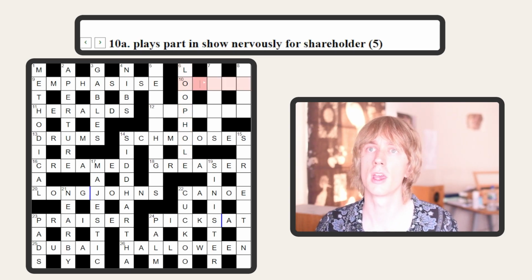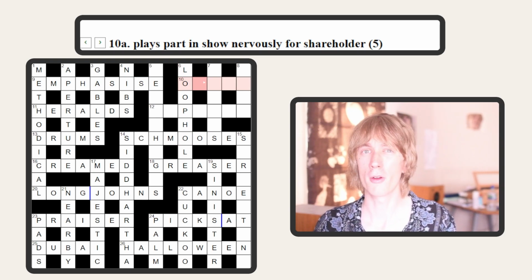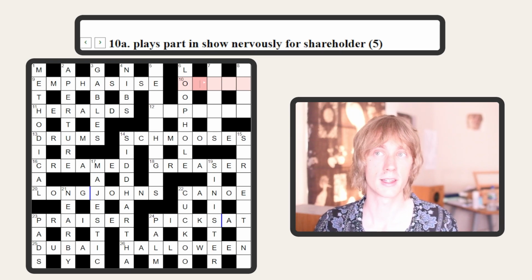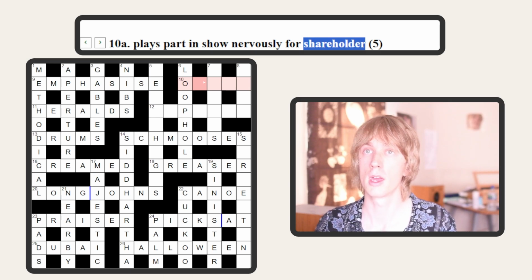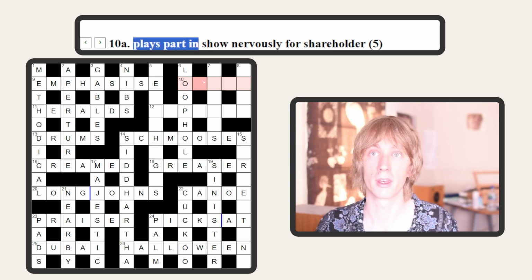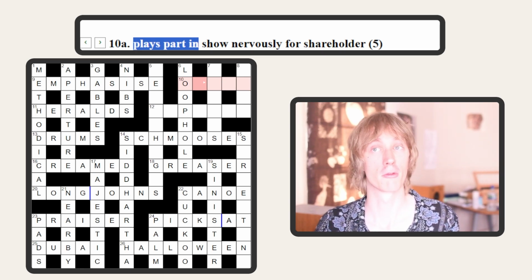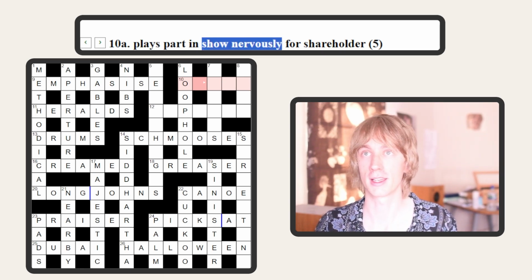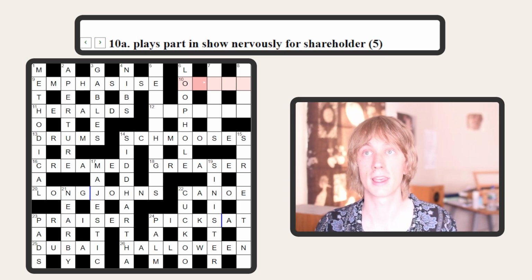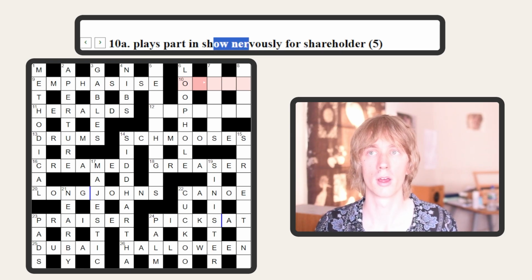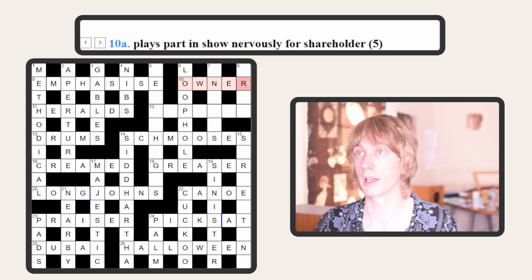Okay, 10 across. Plays part in show nervously for shareholder. Okay, well by now hopefully you can spot a couple of things here. Firstly, we have for as the link word, telling us very likely we're looking for a word meaning shareholder. And we also have plays part in, which is telling us that the word we're looking for is just hidden in the remaining chain, show nervously. So we're looking for a word meaning shareholder, inside show nervously, and we can see here the word owner. And if you're a shareholder in something, you are an owner of it, or a part owner at least.